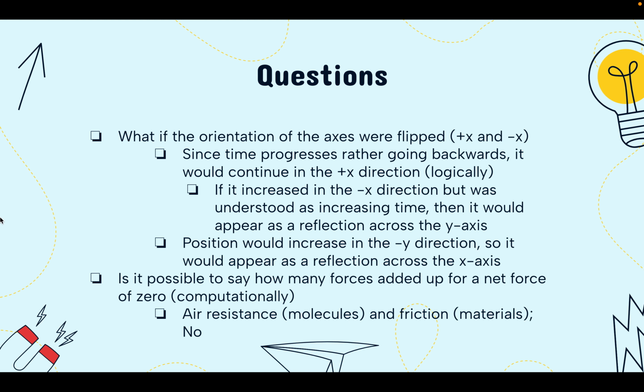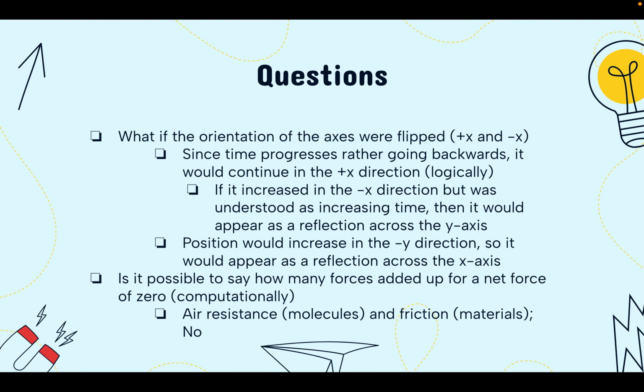What if the orientation of the axis were flipped? Time normally progresses going forward. It does not move backwards logically, but if it was placed in the negative x direction, the graph would appear as a reflection across the y-axis. If position was increasing in the negative y direction, it would also appear as a reflection, but across the x-axis.